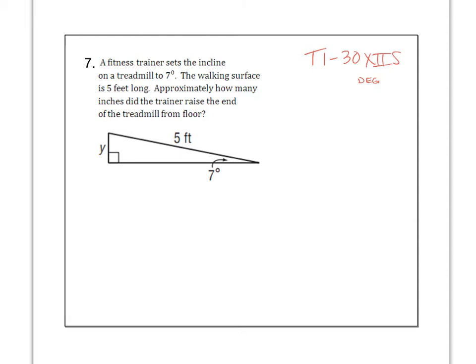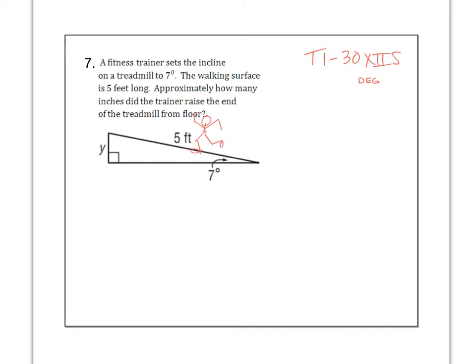Okay, number 7. A fitness trainer sets the incline on a treadmill to 7 degrees. The walking surface is 5 feet long. Approximately how many inches did the trainer raise the end of the treadmill from the floor? So let's say you're in Mr. Meyer's Fitness for Life class, and today you're on the treadmill. So here you are, you're working it. Whew, you're sweating. Yeah, running fast.